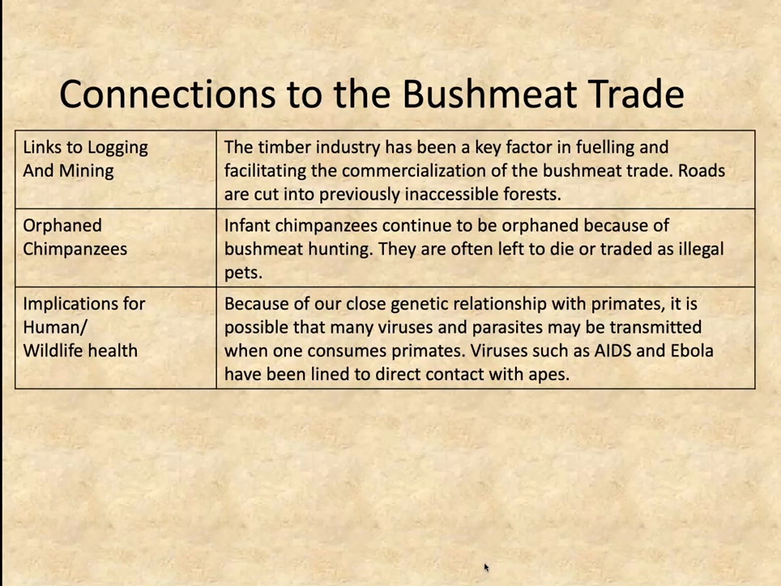So what are some of the connections to the bushmeat trade? Well, there's links to logging and mining, because with the timber industry, you have roads being built and roads being cut into previously inaccessible forests now make those forests accessible for commercial hunting. Another connection is orphaned chimpanzees. Infant chimpanzees continue to be orphaned because of illegal bushmeat hunting. They are often left to die or traded as illegal pets.